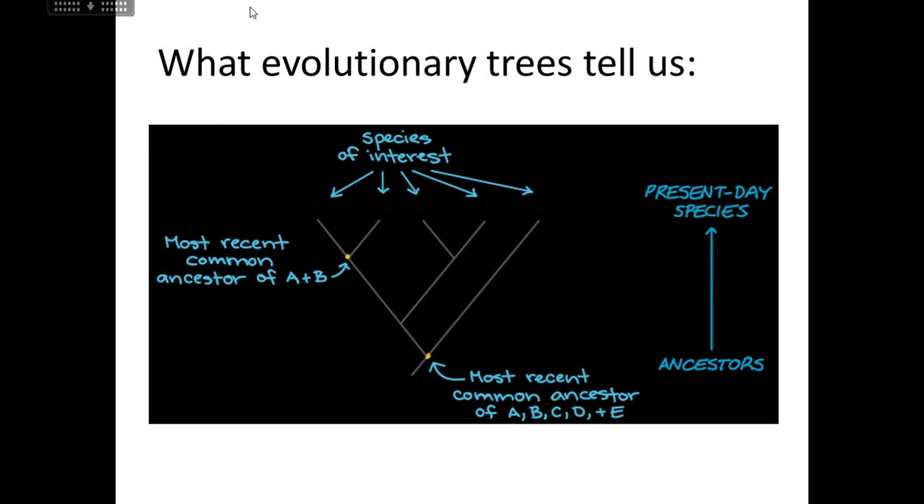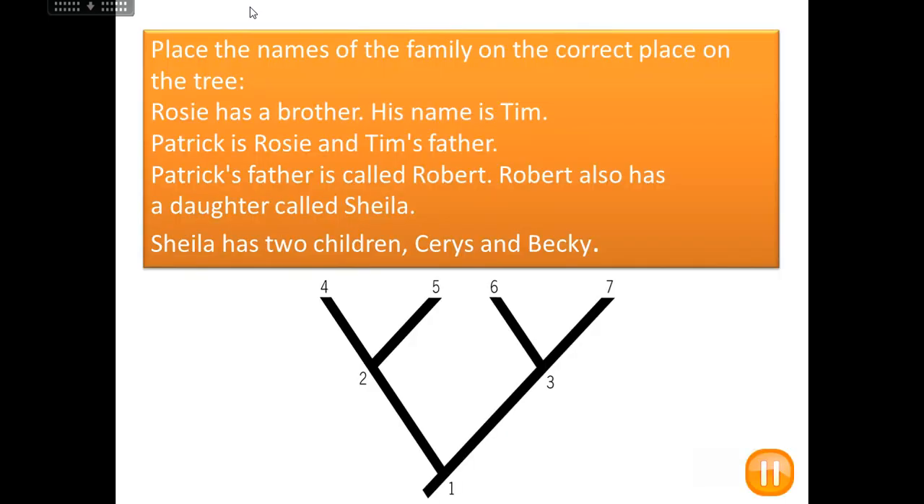So I want you to have a really quick go at this. Number 1, 2, 3, 4, 5, 6, and 7, and you can even draw it if you prefer. See if you can use the information in the orange box to place those names into the numbered positions. This is a bit confusing because I've used a family idea, but I want you to think about the links and where they could go on the evolutionary tree. You want to pause the video and have a go at that.